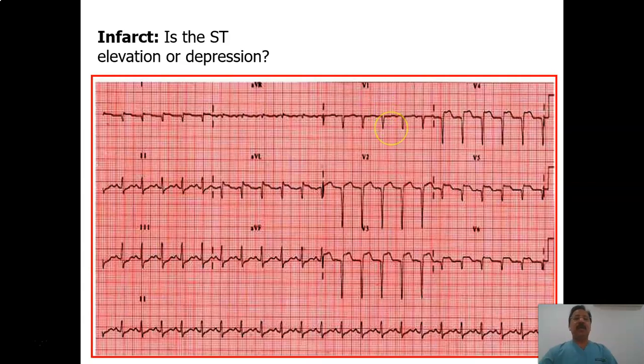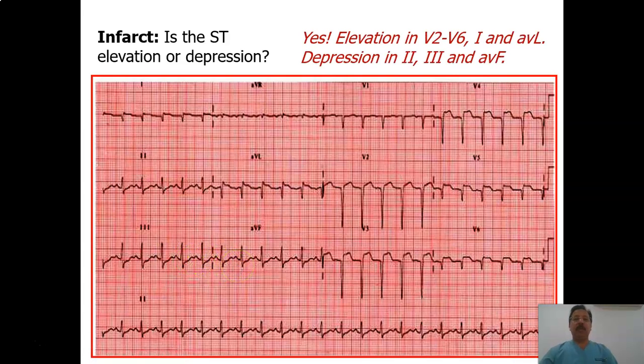Now it's time to look at the ST segments. First, is there any ST segment elevation? Yes, in 1, aVL, V2, V3, V4, V5 and V6. In all these leads there is ST segment elevation, and in leads 2, 3 and aVF there is slight depression. So this elevation in the chest leads as well as in the lateral leads is your myocardial infarction, and leads 2, 3 and aVF show the reciprocal changes.